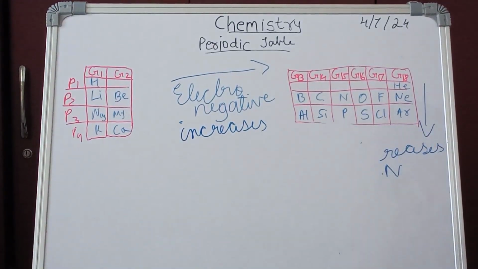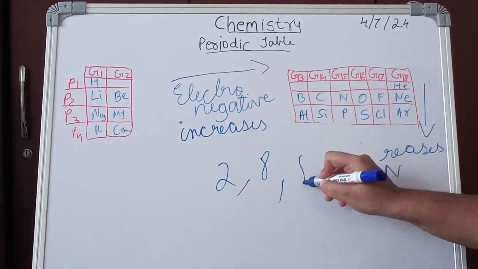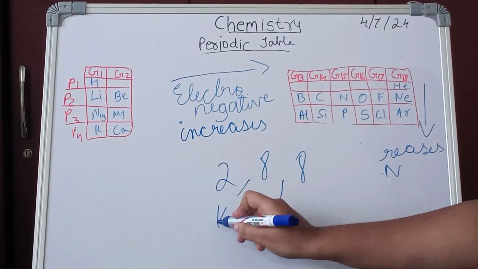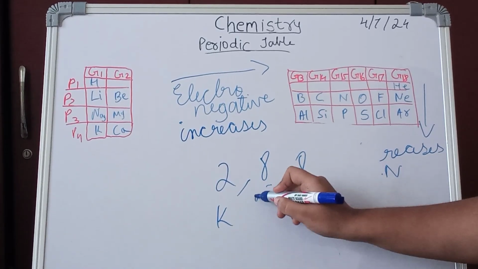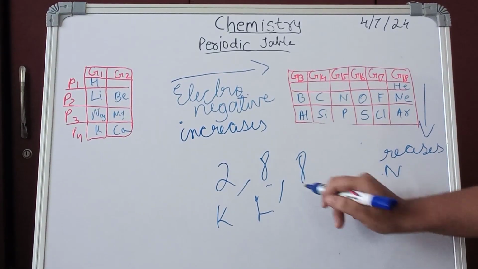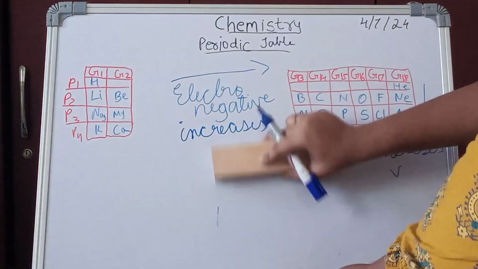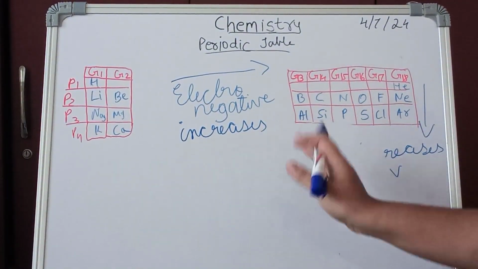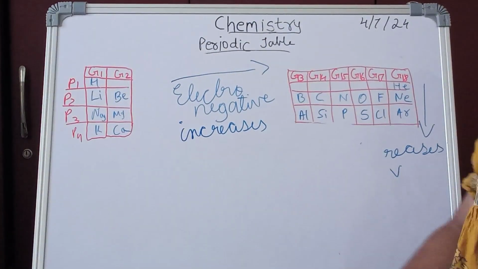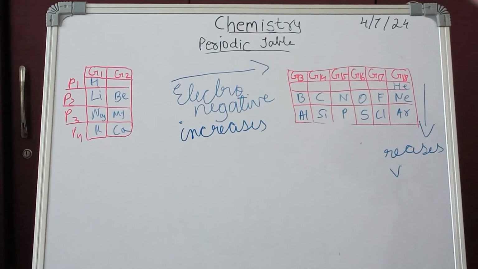Now number of shells. I guess you'll be knowing shells. What are shells? So 2, 8, 8. So these are called shells. K shell, L shell, M shell, N shell. These are called shells. So your number of shells decides your periods, your valence electrons decide your group. This is a very important concept. You have to remember this, okay?